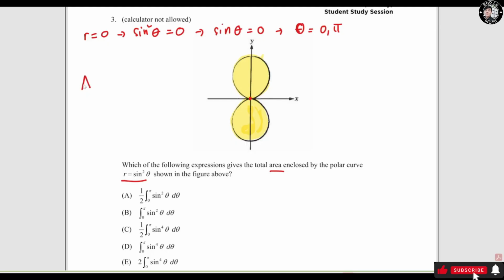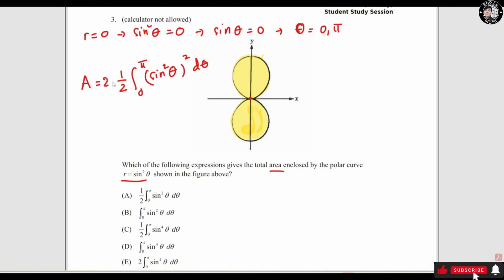So you have the area is going to be 1/2 integral from 0 to pi, right? The radius squared, so it would be sine squared theta altogether squared d theta, right? Now you need to multiply this guy by 2 to get both sections right here, right?